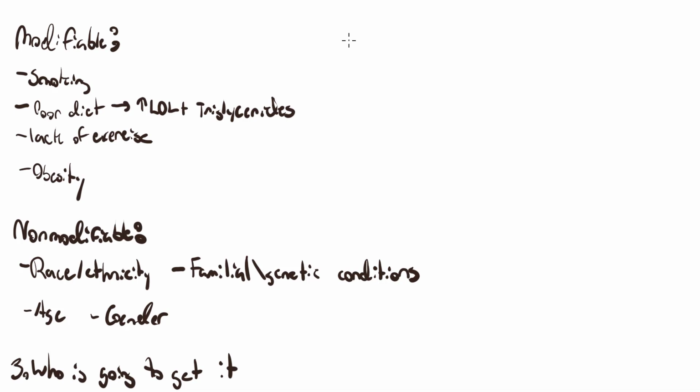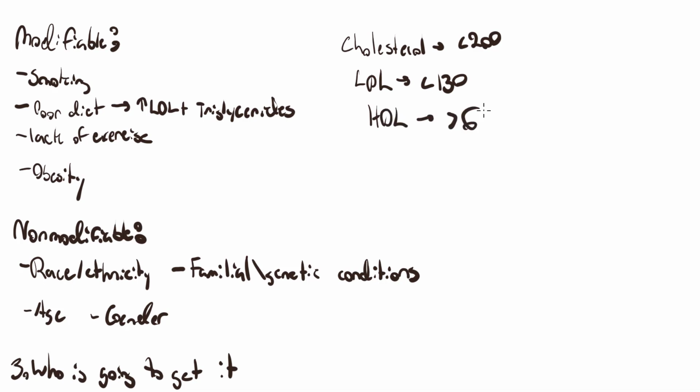So like the standard lab values for a healthy person: you want cholesterol to be less than 200. LDL is supposed to be less than 130. HDL, you actually want it to be greater than 60. And triglycerides, you want them to be less than 150. Those are some values that are probably pretty good to memorize.